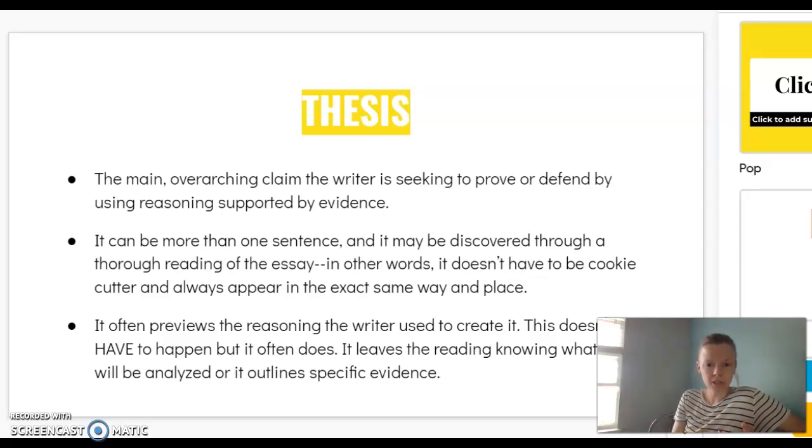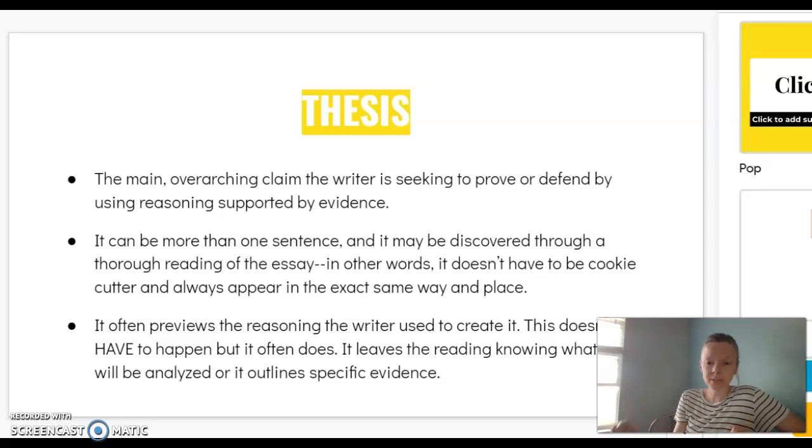This is the main overarching claim the writer is seeking to prove or defend by using reasoning supported by evidence. Now, remember, your evidence is coming from the text. It can be more than one sentence, and it may be discovered through a thorough reading of the essay. In other words, I think we sometimes get caught in this cookie cutter type of introduction or thesis or even essay, and it doesn't always have to be that way.